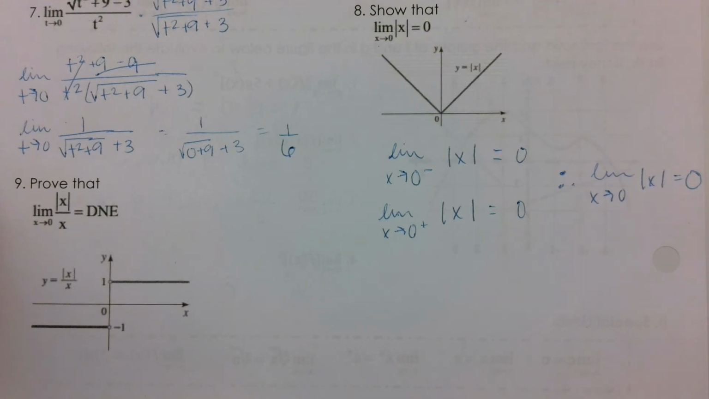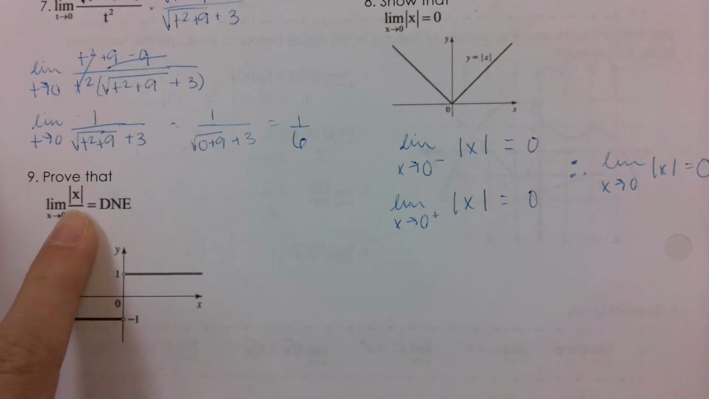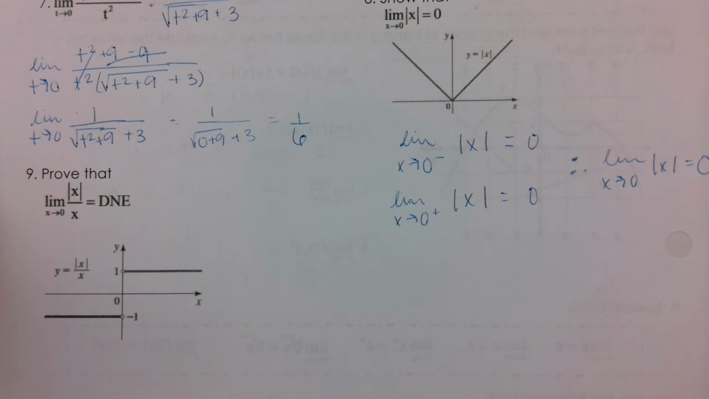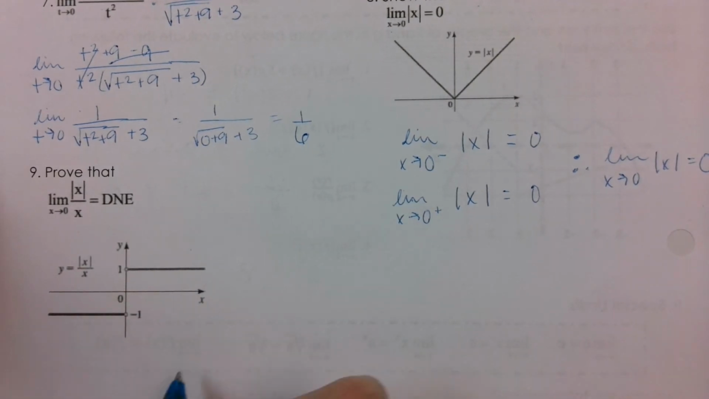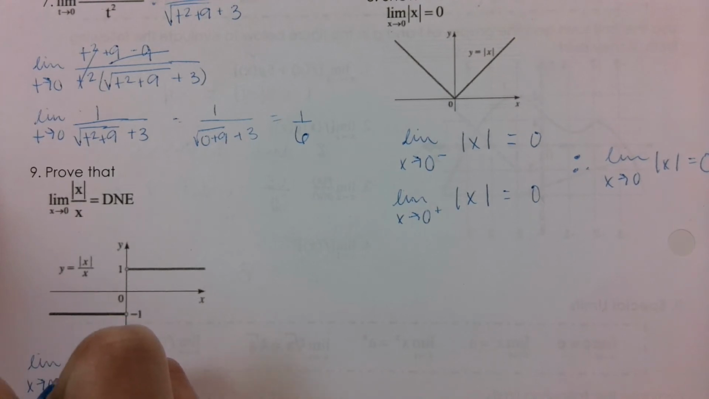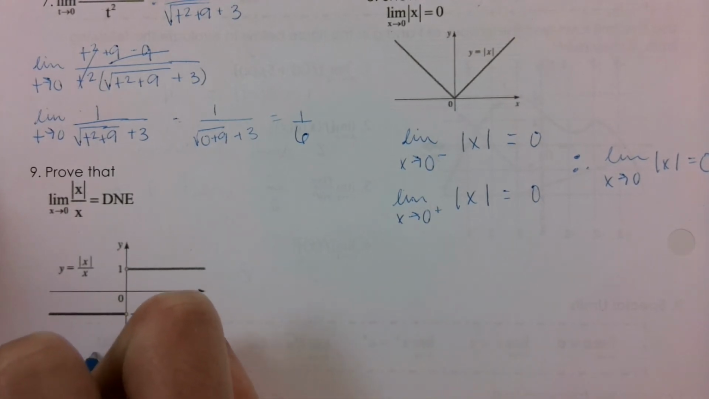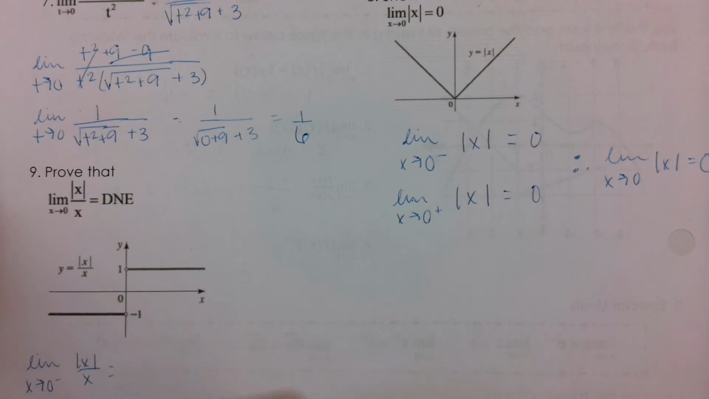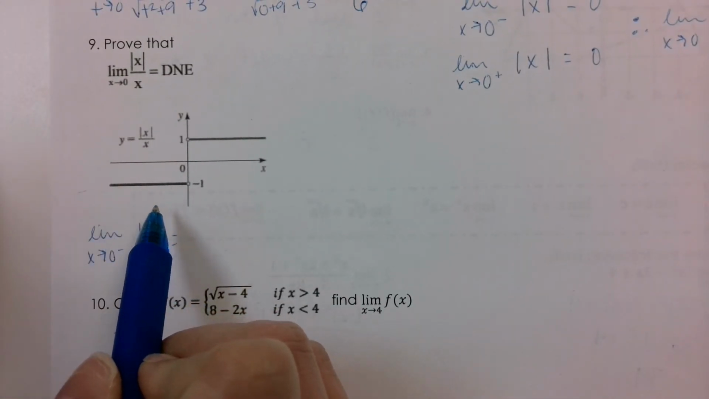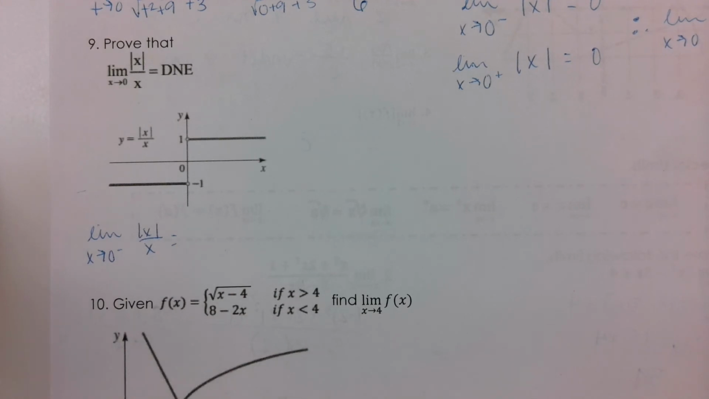So if we're looking at number 9, it's essentially the same idea. We want to prove that the limit as x approaches 0 of the absolute value of x over x does not exist. So again, we need to show that for a limit to exist, left side and right side have to equal each other. So we're going to do the limit as x approaches 0 from the left of absolute value of x over x. What does that equal? -1, right? Do we see that?